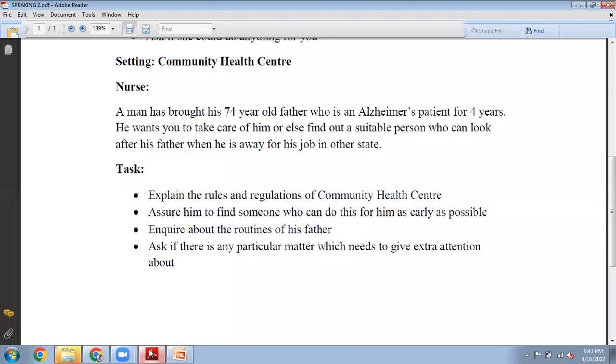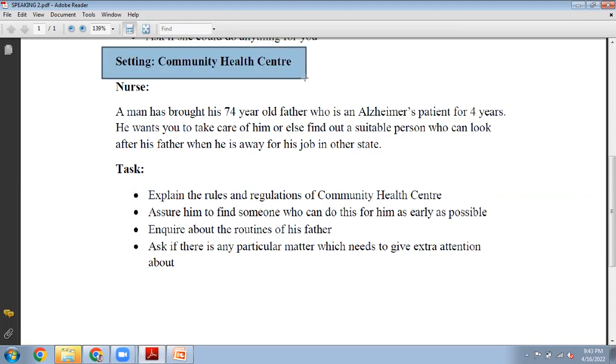Anyway, I'm not going to waste your time, so I'm going directly to the role play card. When we talk about letter writing, we always say that you have to go to the bottom to find the writing task. Like that, if you want to do the role play card properly, you have to check the settings first. Here the setting is a community health center. That means you are a nurse working in the community health center. So whenever you get a card, you first have to check the settings.